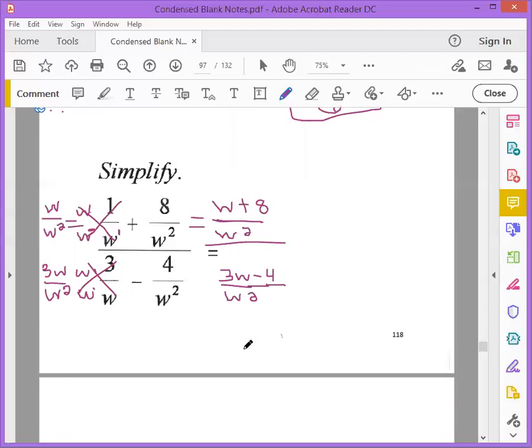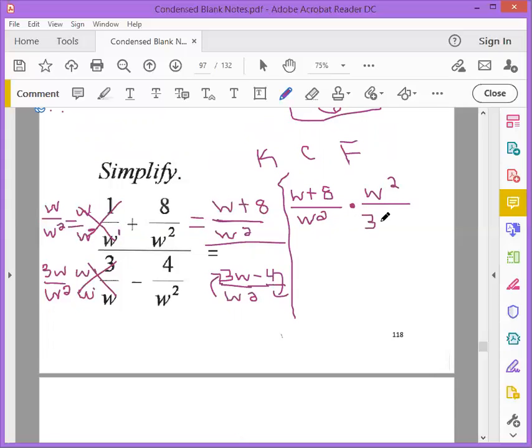Now, we want to apply our steps here. When we're working with fractions and we're dividing by a fraction, remember that's the same as multiplying by the reciprocal. So we'll keep the first fraction the same, w plus 8 divided by w squared. We're changing our operation from division to multiplication, and we're going to flip the bottom fraction. The w squared is in the numerator divided by that factor of 3w minus 4.